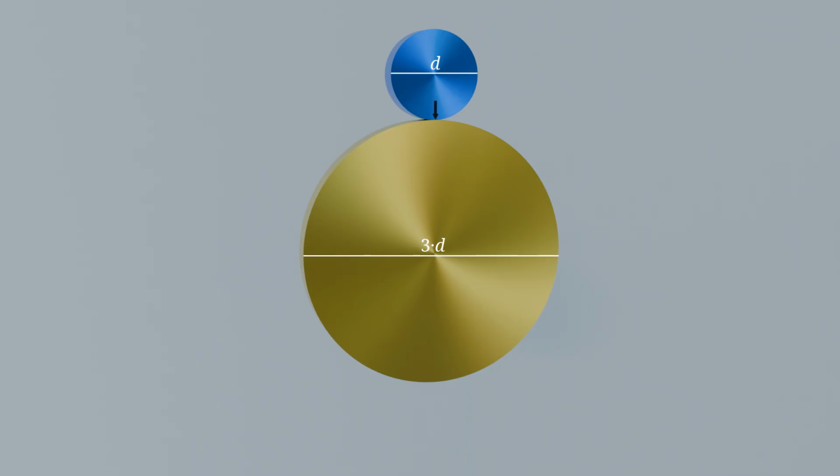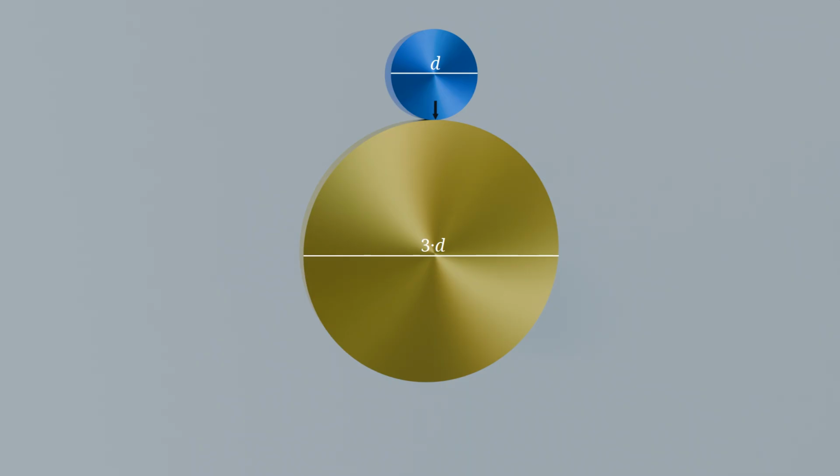Since the diameter of the yellow circle is 3 times that of the blue circle, its circumference is also 3 times that of the blue circle. Therefore, one might expect that the blue circle would have to make a total of 3 rotations to complete 1 revolution on the yellow circle. However, this assumption is wrong, because the blue circle actually rotates a total of 4 times around its own axis.